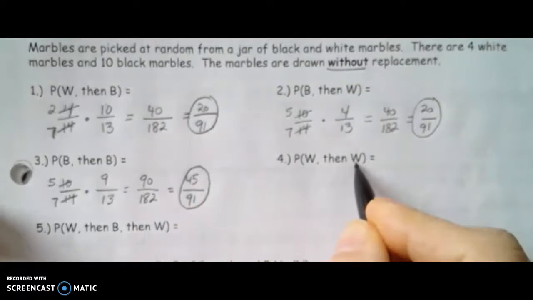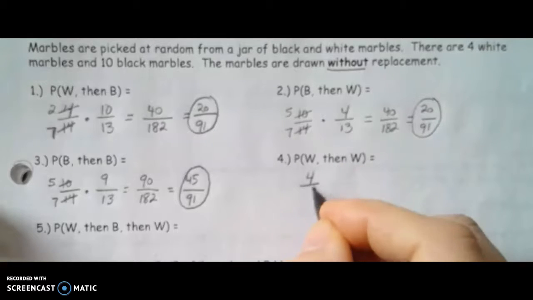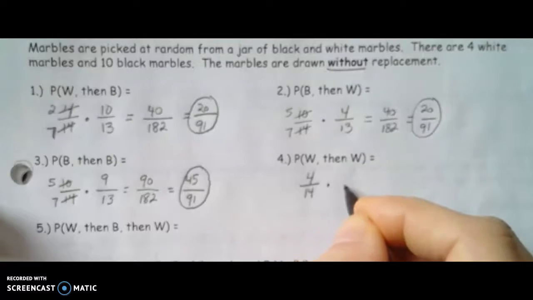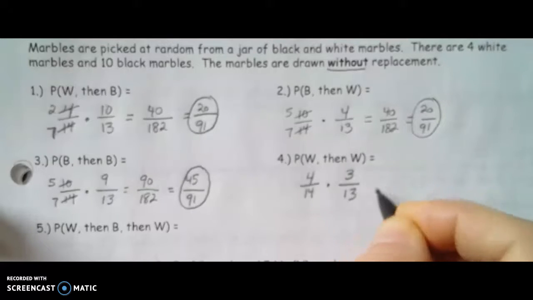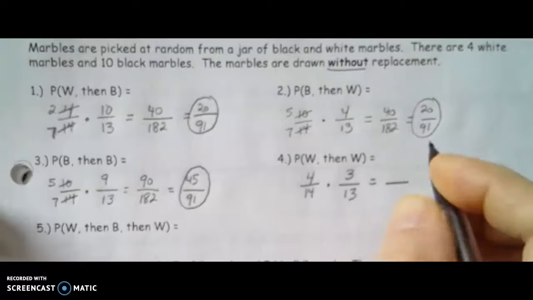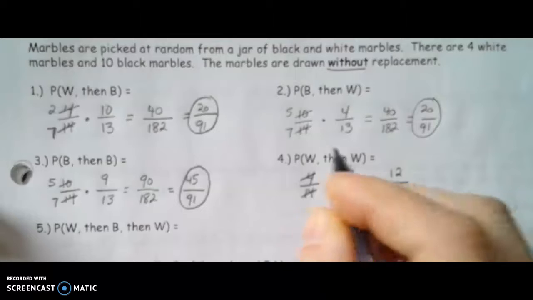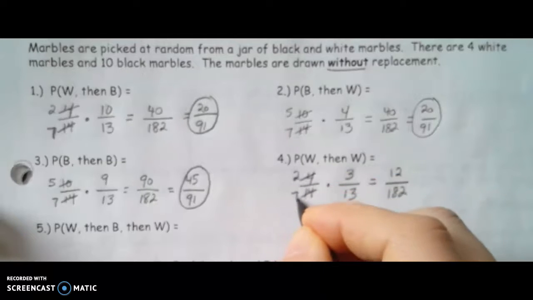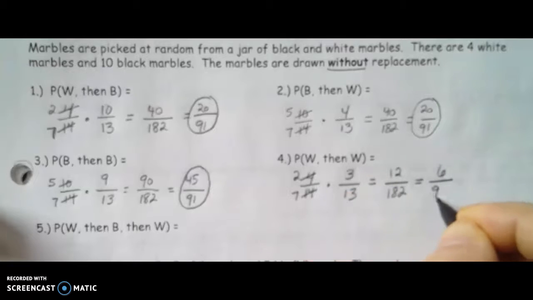If I want a white marble and then another white marble, to get a white marble the first time, it's going to be a 4 out of 14 probability. To get a white marble the second time, because I took one out, now it's going to be 3 out of 13. I multiply those together and I get 12 out of 182. 4 and 14 have a common factor of 2. That would become a 2 and a 7. So that's going to simplify our probability down to 6 out of 91.